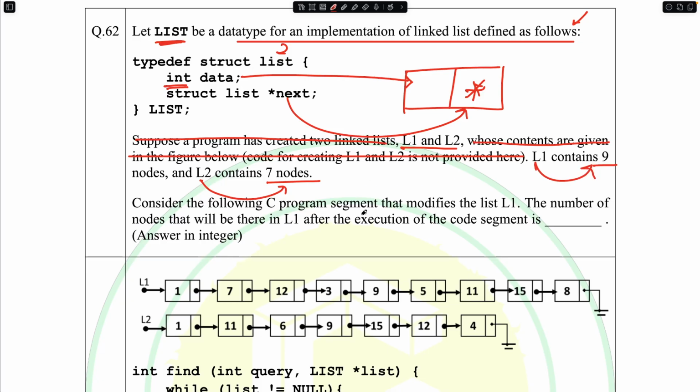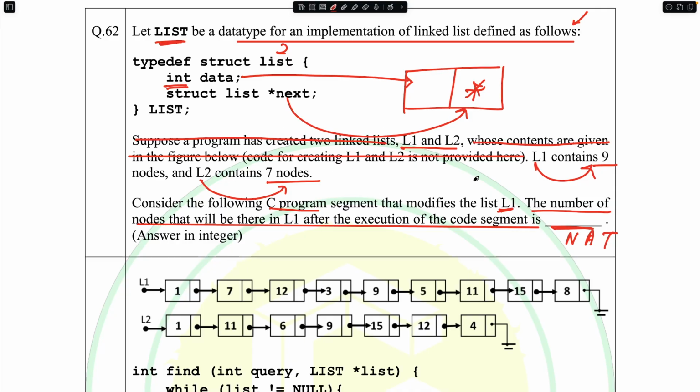Consider the following C program segment that modifies the list L1. So this L1 list is modified by the C program. The number of nodes that will be present in L1 after the execution of the code segment is, blank. This blank specifies that this is a NAT type question. There are not going to be any options, basically a numerical answer type question. Negative marking is not present in this, so you must attempt this question.